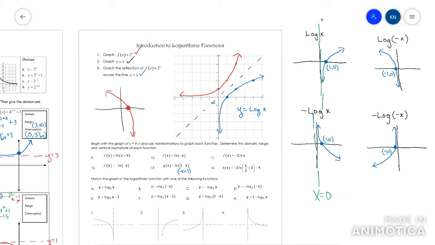So that x-intercept was at (-1, 0). Well, now it's at (2, 0) because I went right 3. And there is definitely an asymptote here. And that asymptote is at x equals 3.